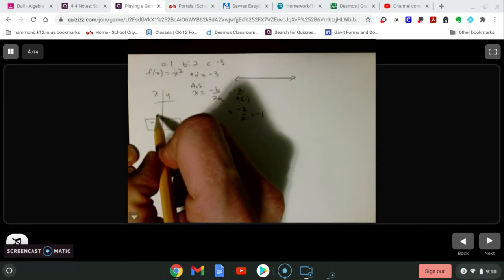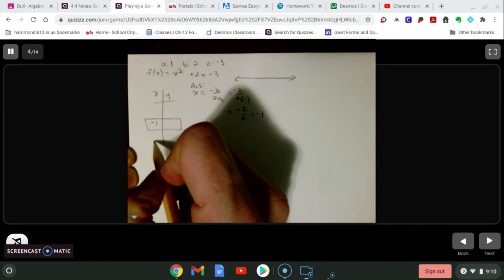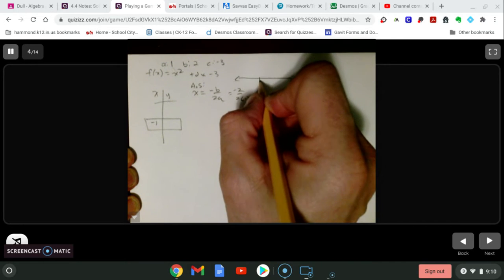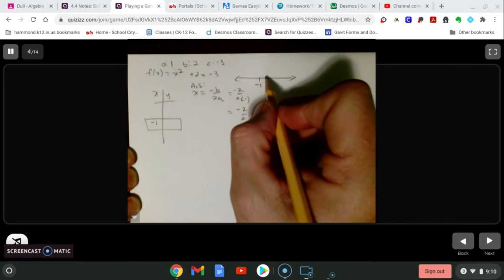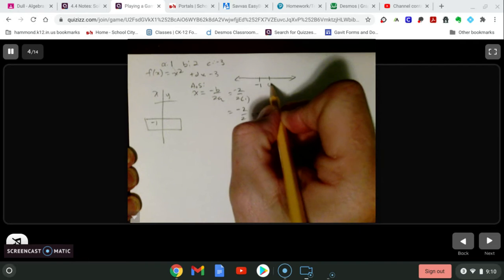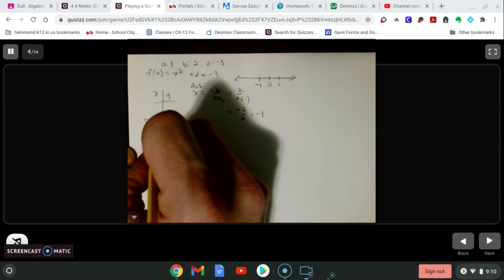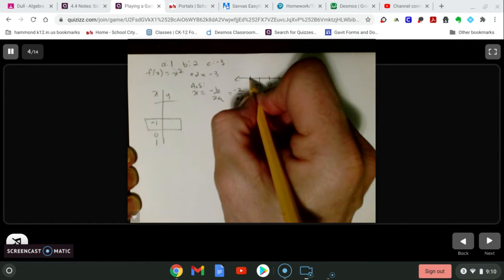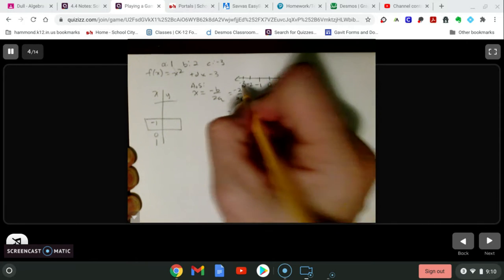Well, I need 2 more values for x here and 2 more here. So if I'm thinking about -1, what are my next 2 x values to the right? Well, I'm going to come across 0 and 1. What about going left? -2 and -3.